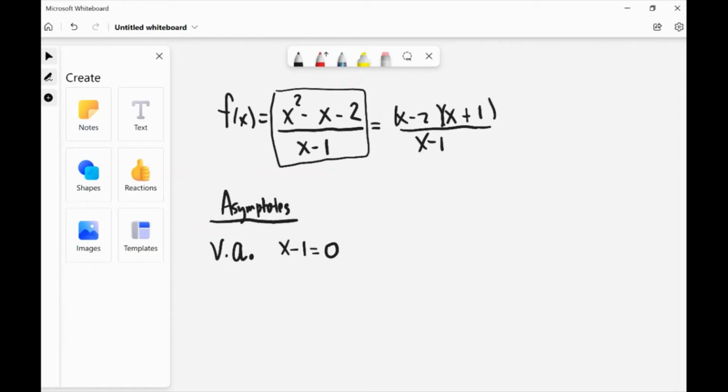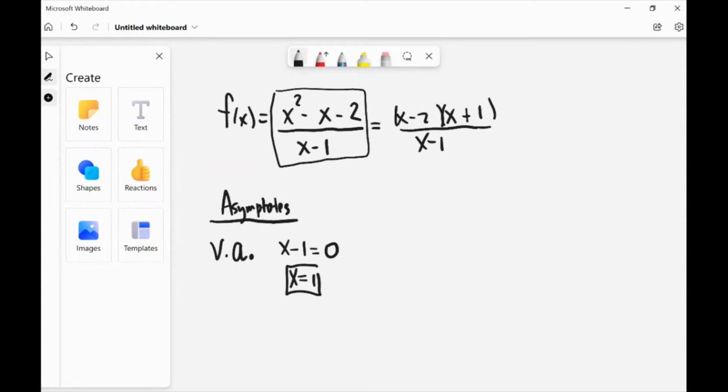Come on, guys. X equals 1. Come on, smart class. Y equals 1? You said vertical? Vertical asymptote. Oh, x equals 1. Alicia said it first, though. X equals 1. All right. Let me get back to the whiteboard. Okay, here we go. X equals 1.